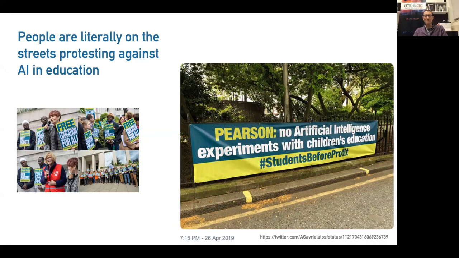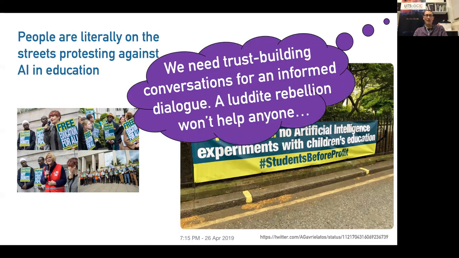Now, my view on this is sort of mixed. On the one hand, there are some justified concerns about the role of huge multinational corporations in education, but I don't consider them to be intrinsically evil. What I think we need are informed, trust-building conversations with parents and teachers and unions. A Luddite rebellion isn't going to help anybody. What we need is the ability to have good conversations about what the future role of AI will be in education, how teachers' jobs may change, not that they're going to be done out of jobs, but they may be playing slightly different roles in the future.